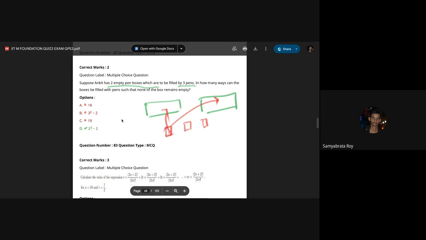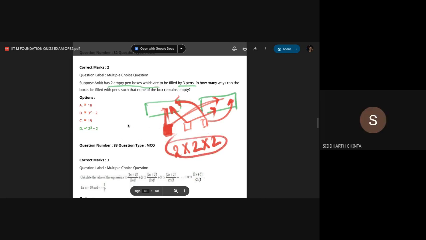For this particular pen, how many choices are there? It can go to this box or it can go to this box, right? There are two choices. For this pen as well, there are two choices. Similarly, for this pen, you got two choices. So how many total choices you got? 8, sir. 2 to the power 3, which is 8.